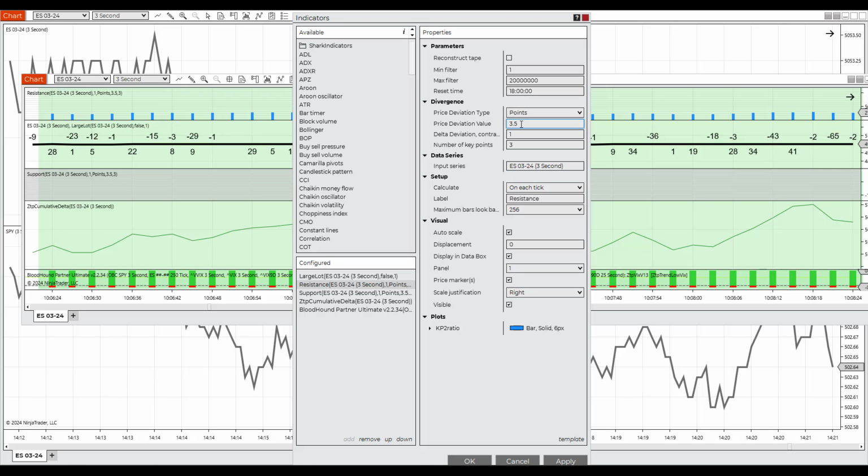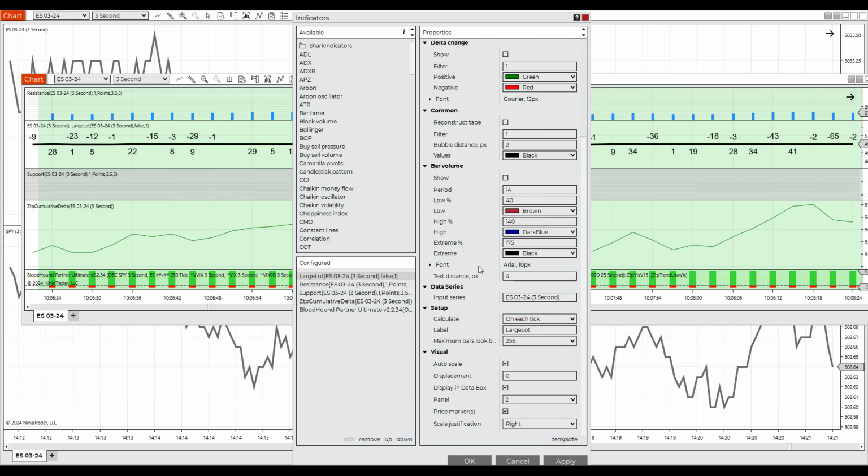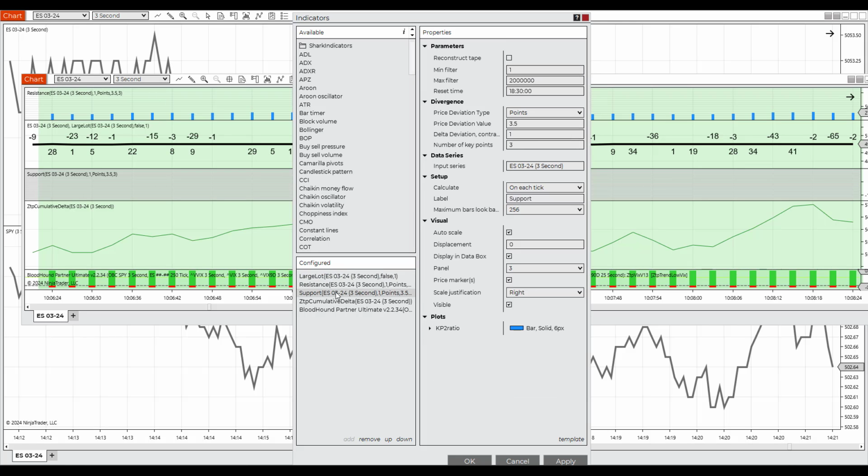We're going to want the deviation value to still be at 3.5 points, and it's going to be in panel 1. The large lot, something that I forgot to mention, is going to be in panel 2. The KP2 for support is going to be in panel 3. And again, we're going to do the same thing.